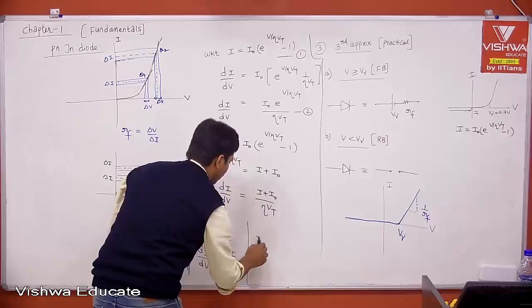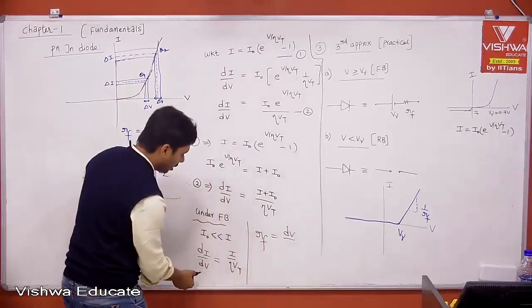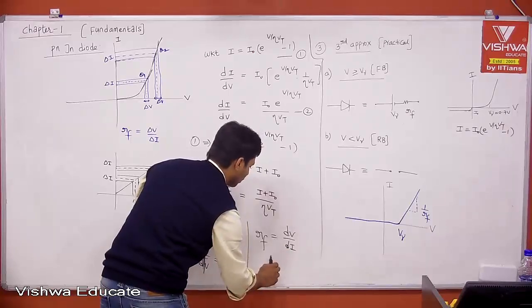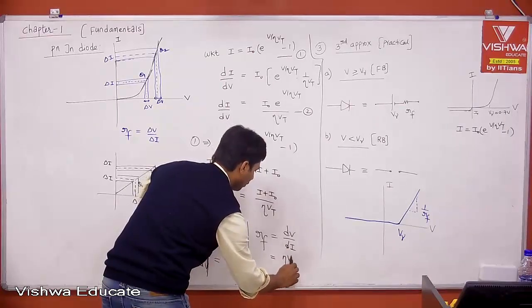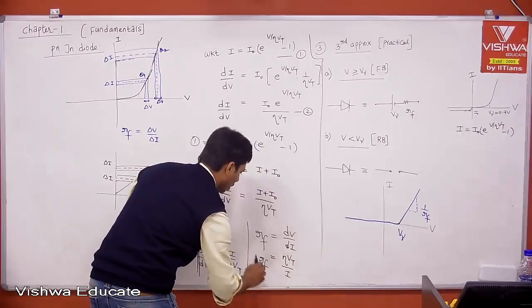Then what is the forward resistance? Rf is equal to dV by dI. This is dI by dV, and Rf is equal to dV by dI. Therefore, what is that value? It is nothing but eta Vt divided by I. This is our forward resistance.